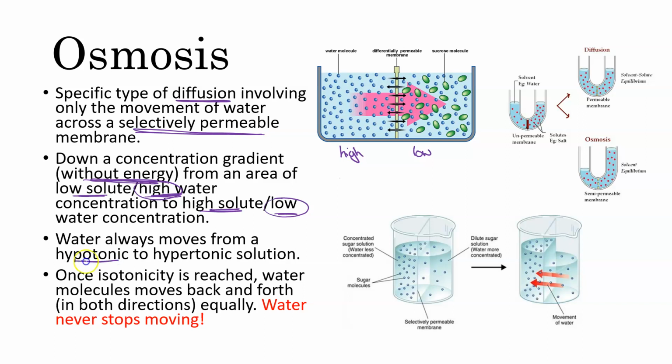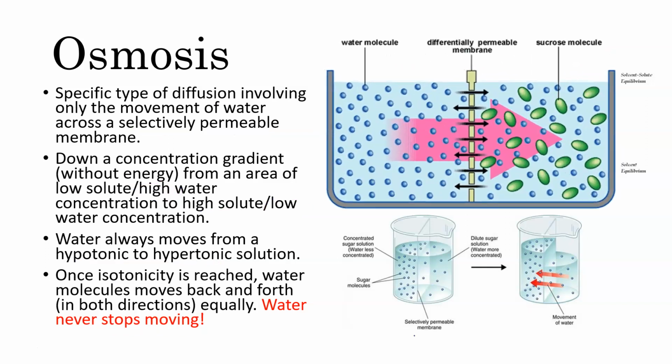Water always moves from a hypotonic to a hypertonic solution. Again, we'll talk about what those terms mean. But once isotonicity is reached, basically there are three terms: hypotonic, hypertonic, and isotonic. Once isotonicity is reached, water molecules move back and forth in both directions equally. Water does not ever stop moving, which is why even when there is a concentration gradient established, we still see arrows pointing in both directions. However, the majority of the movement, or the net movement, is from an area of high to an area of low, and again, it'll make more sense in a minute.